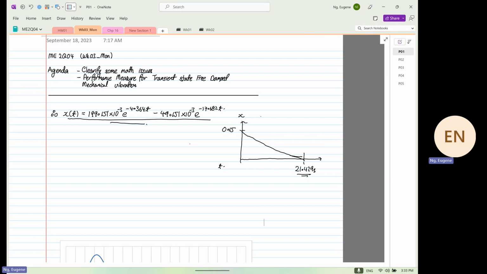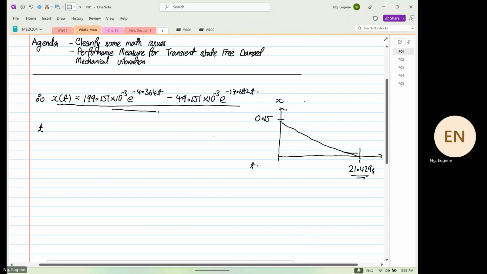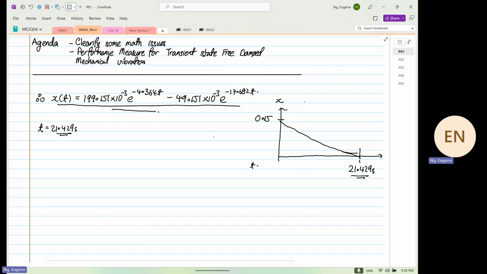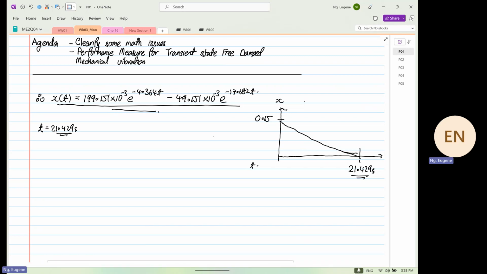At the end of the day, do you all get time equal to 21.429 seconds? Yes or no? Some of you do. Oh yeah, it's a comma. It's 21,429. You're right, my eyes are not well.